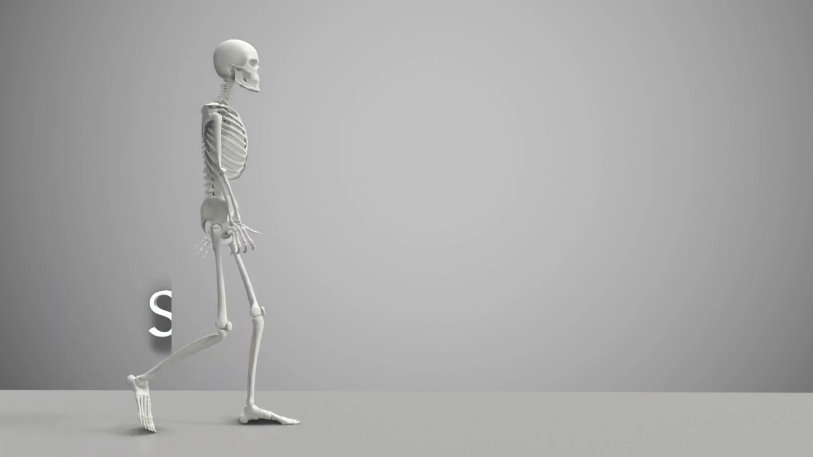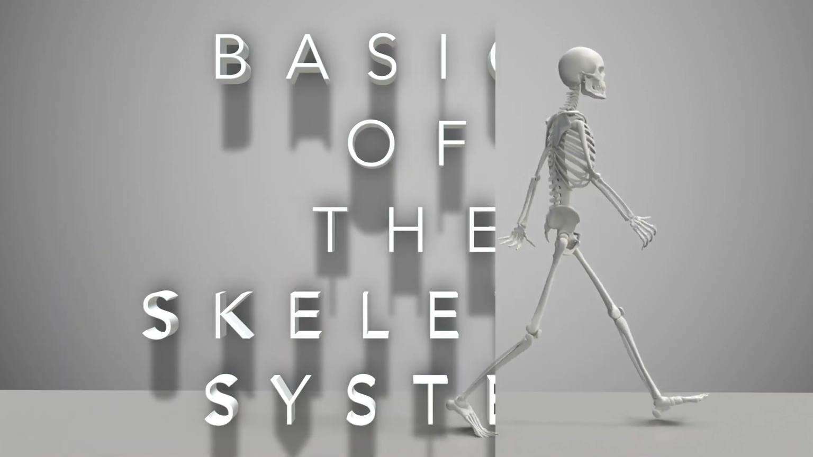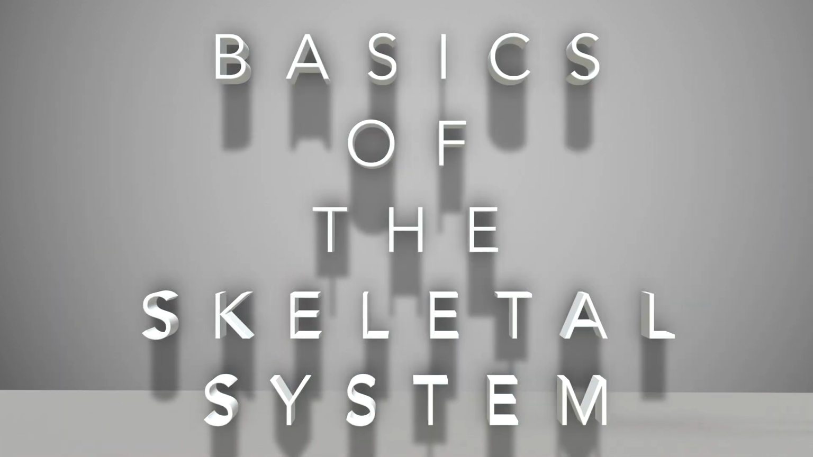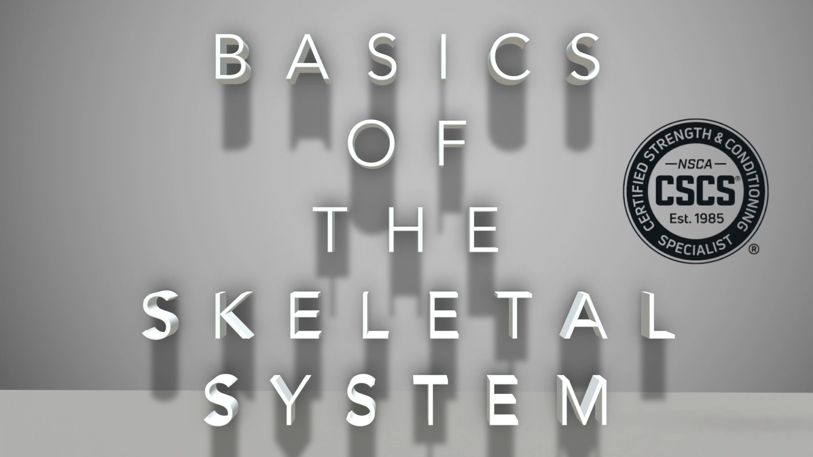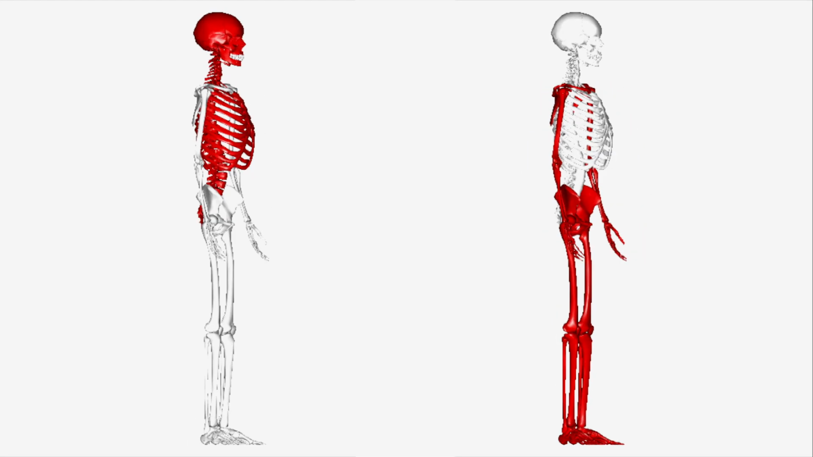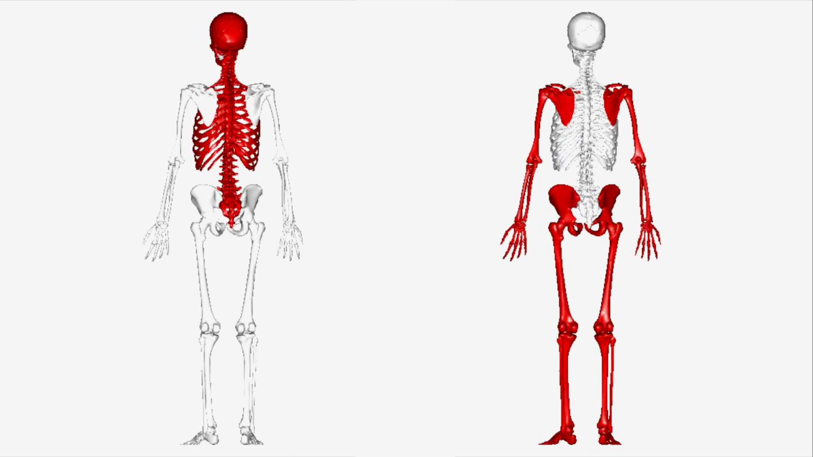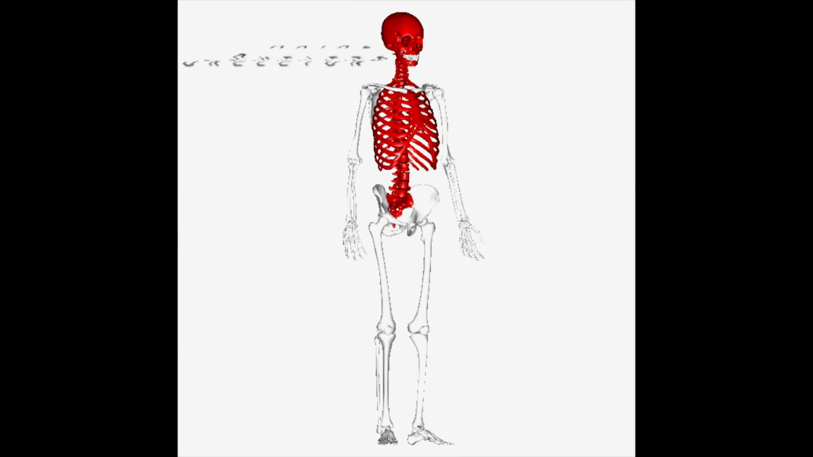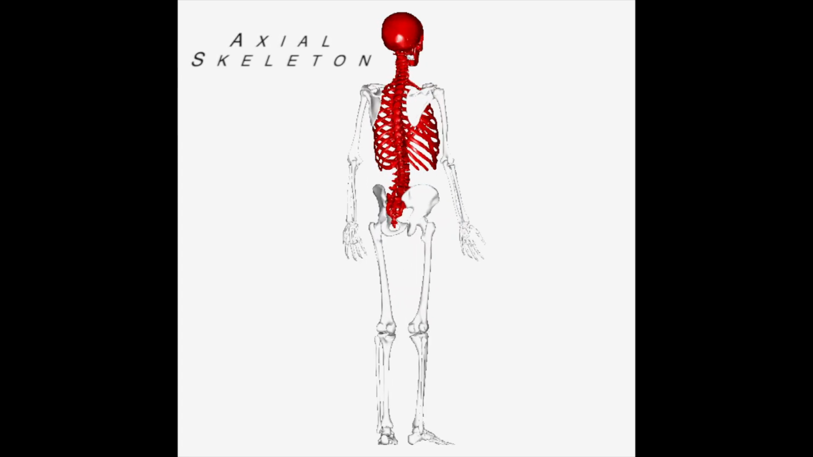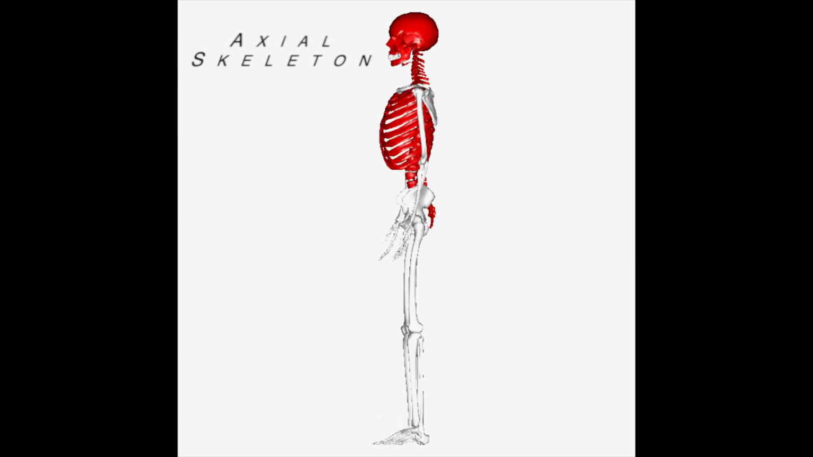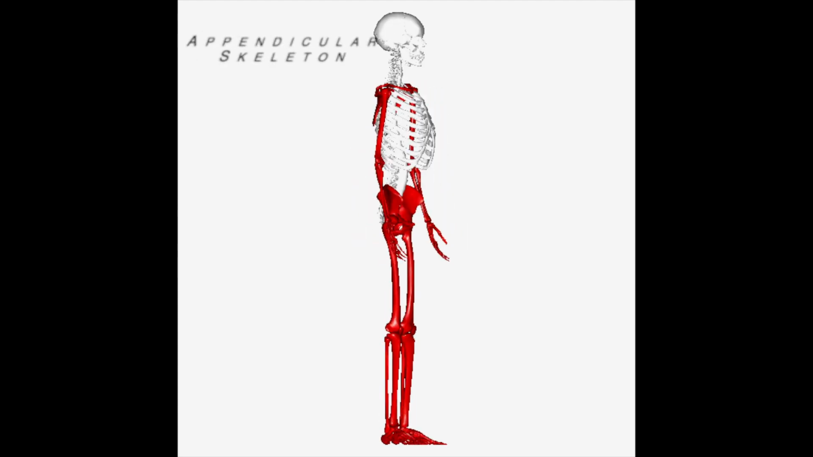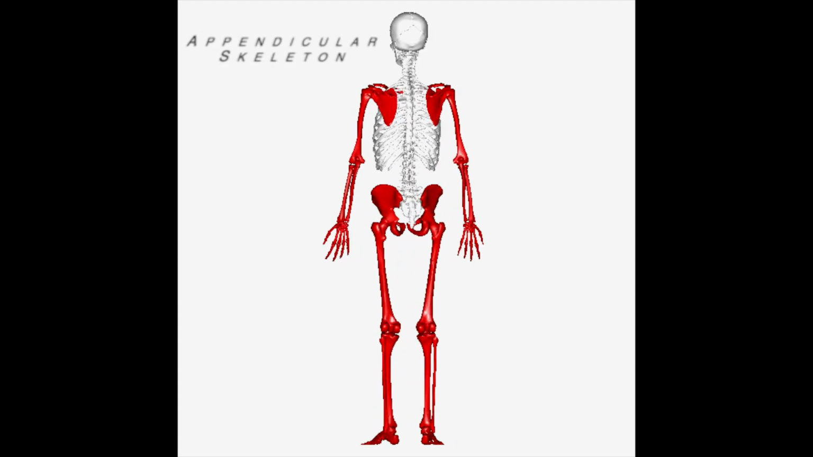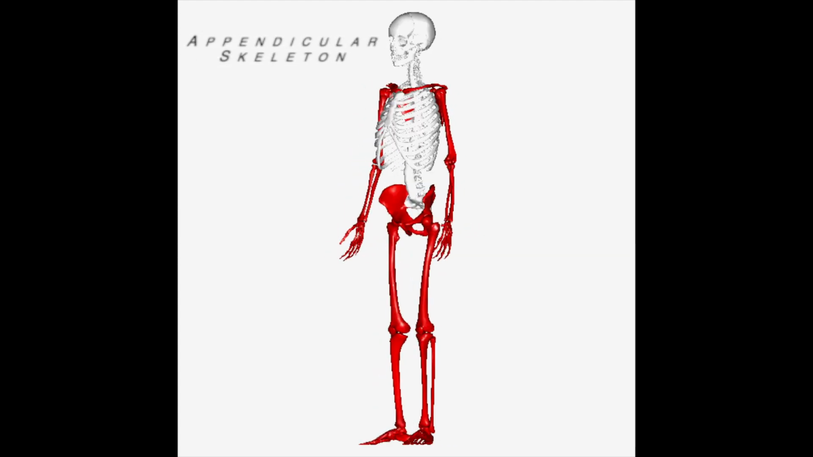In this video, I will be talking about the basics of the human skeletal system as it pertains to the CSCS exam for the NSCA. The human skeletal system consists of two main parts, the axial skeleton and the appendicular skeleton. The axial skeleton consists of the skull, the vertebral column, the rib cage, and the sternum. The appendicular skeleton consists of the shoulder girdle, the pelvic girdle, and the bones of the extremities.